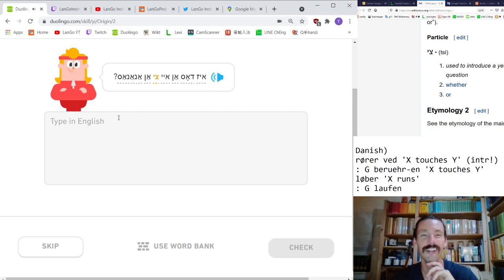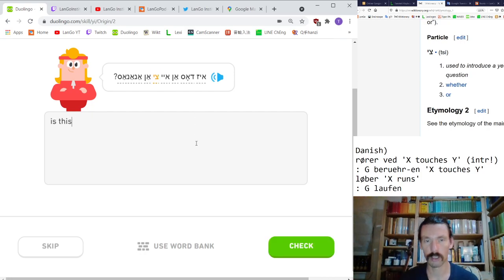Is dus an Ei, zi an Ananas? So just knowing German is not enough to get this construction. It's not from German. Is dus, with inversion, is this an egg? Is dus an Ei, zi an Ananas? An egg, or a pineapple. It's apple.